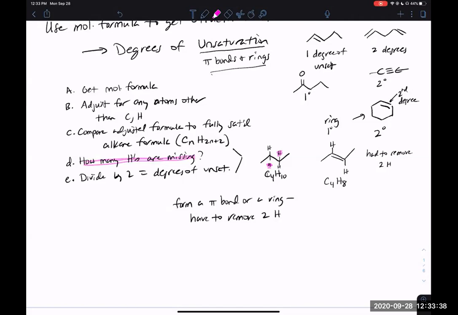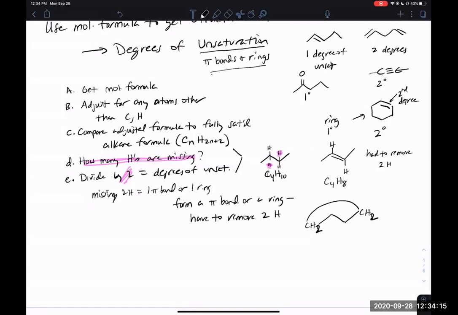And then I divide it by 2, because each 2 hydrogens missing equals 1 pi bond or 1 ring. Now to see the ring, imagine just with your butane that I took, with CH3s at the end, that I bring the ends together. There's a ring, right? Well, they can't be CH3s anymore. They have to now be CH2s. So I have to lose 2 hydrogens.